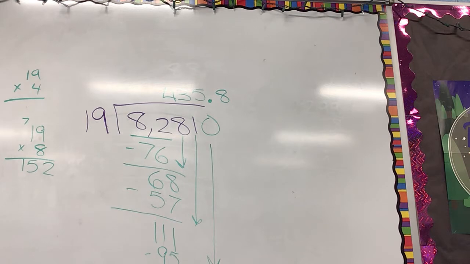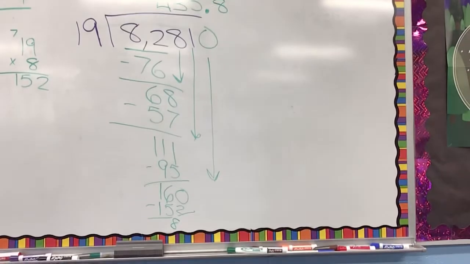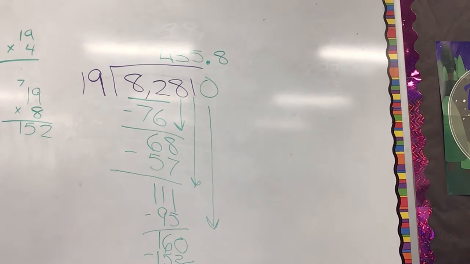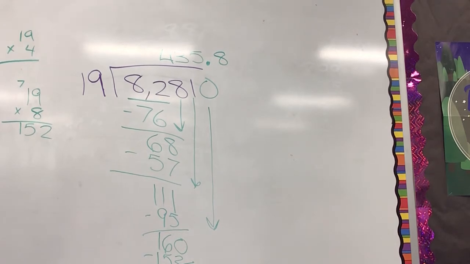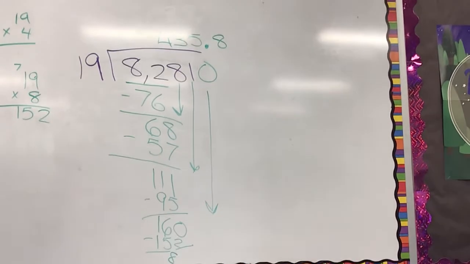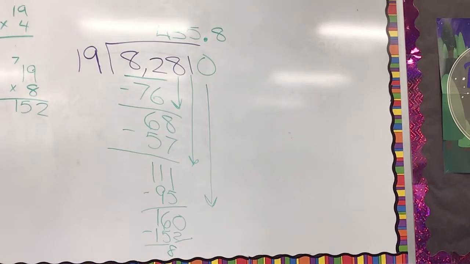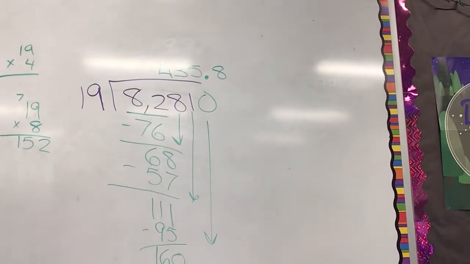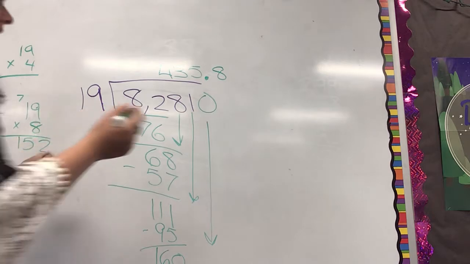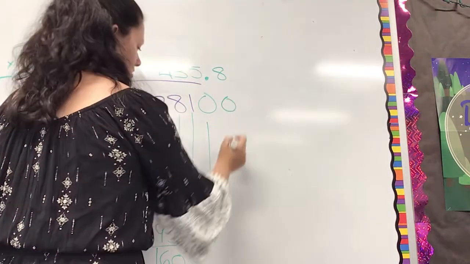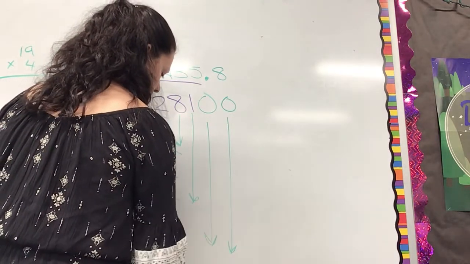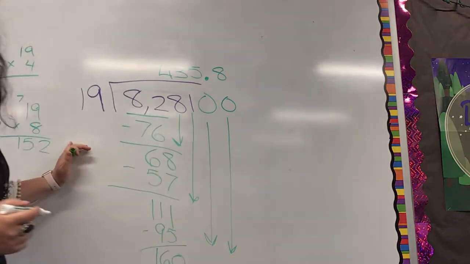Very nice. What else? So I have an 8 left over. Plus I need to do what then? Bring down a 0, another 0. Do I add another decimal? No. So now 80 divided by 19.